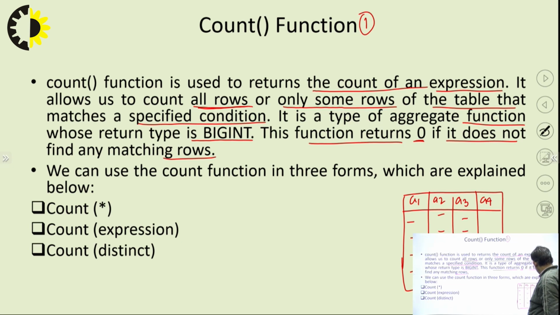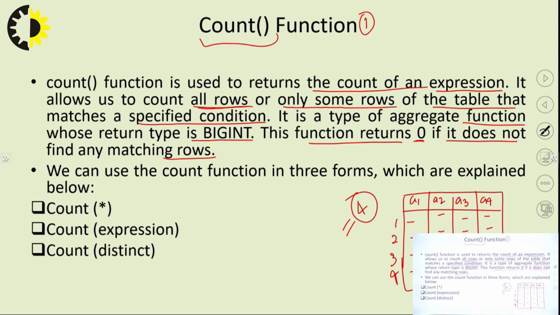If we want to find out how many values are in attribute A1, or how many values are in attribute A2, then we have to apply the count function. Here, how many values are there? 1, 2, 3 and 4. If we apply count on attribute A1, it will give the result 4. That is the purpose of the count function.